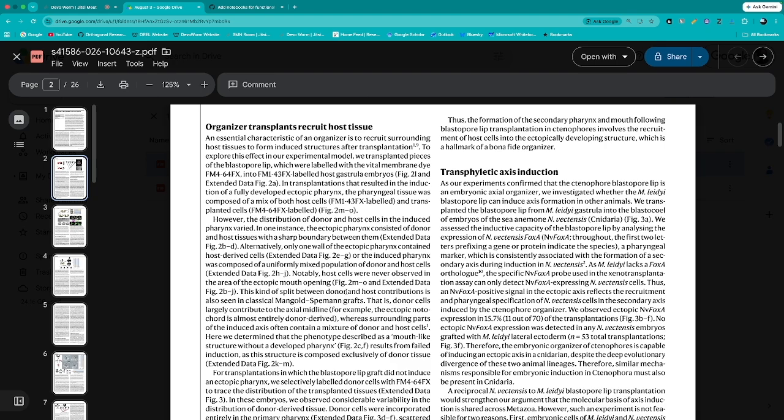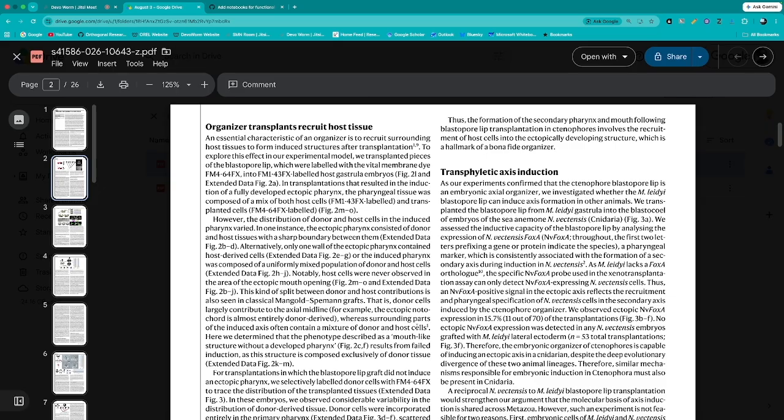This kind of split between donor and host contributions is also seen in classical Mangold-Spemann grafts, which is sort of the classical experiment. And if you replicate that experiment, you see this kind of split between the donor and host contributions later on in embryogenesis. So donor cells largely contribute to the axial midline, so the ectopic notochord, which is almost entirely donor-derived, versus surrounding parts of the induced axis, which contain a mixture of donor and host cells.